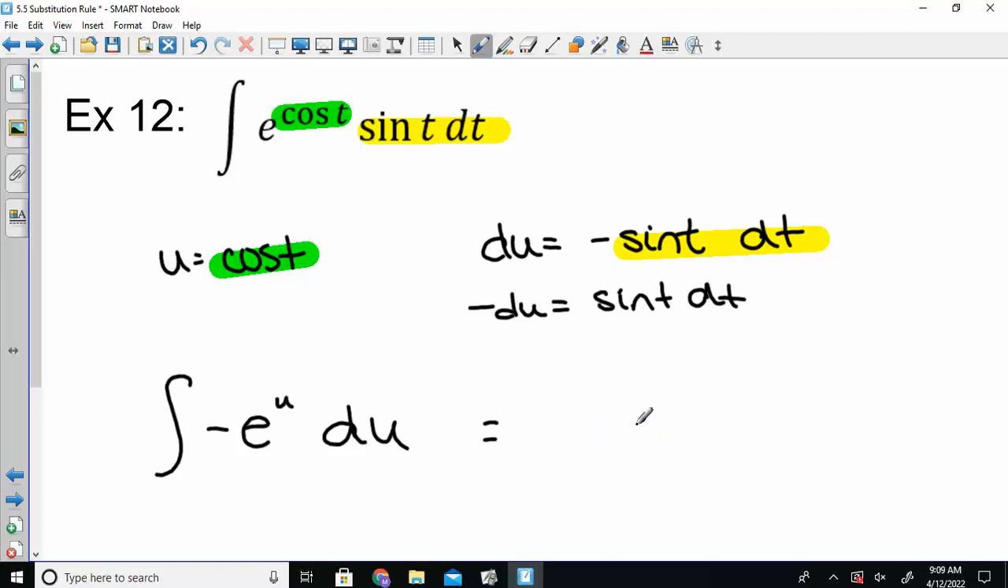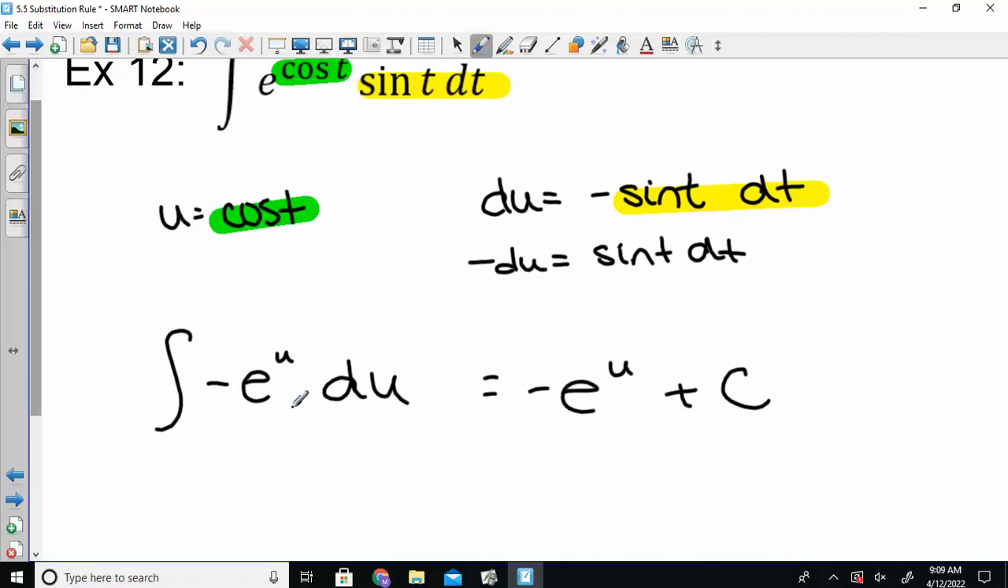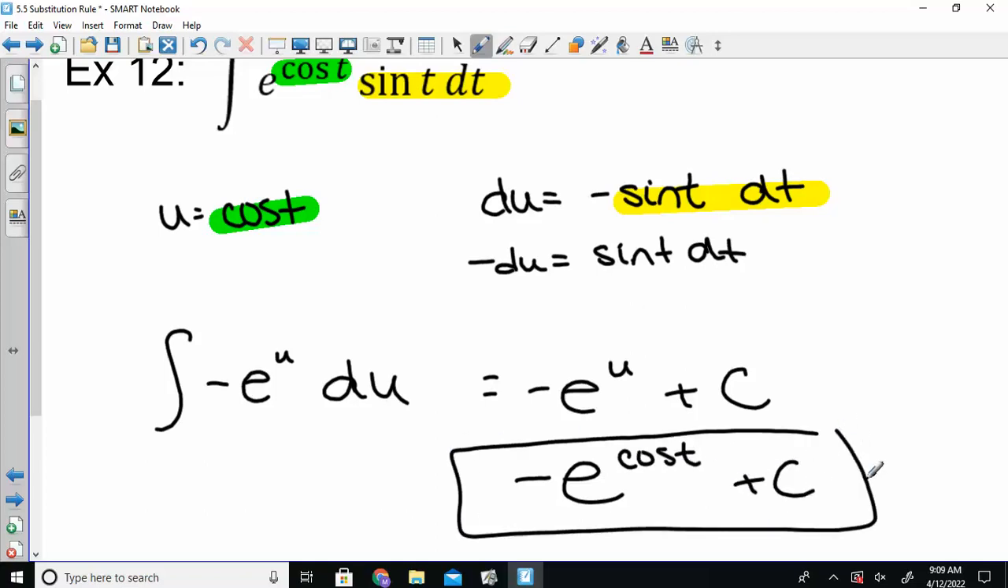Antiderivative of e to a power is still e to a power. We have that negative, so it'll just trail along. And then we have to put plus c. And then, since we don't have limits to plug in at the very end, this is what we did yesterday, you have to replace your u back in terms of the original variable. So u was cosine t. So we have negative e to the cosine t plus c.